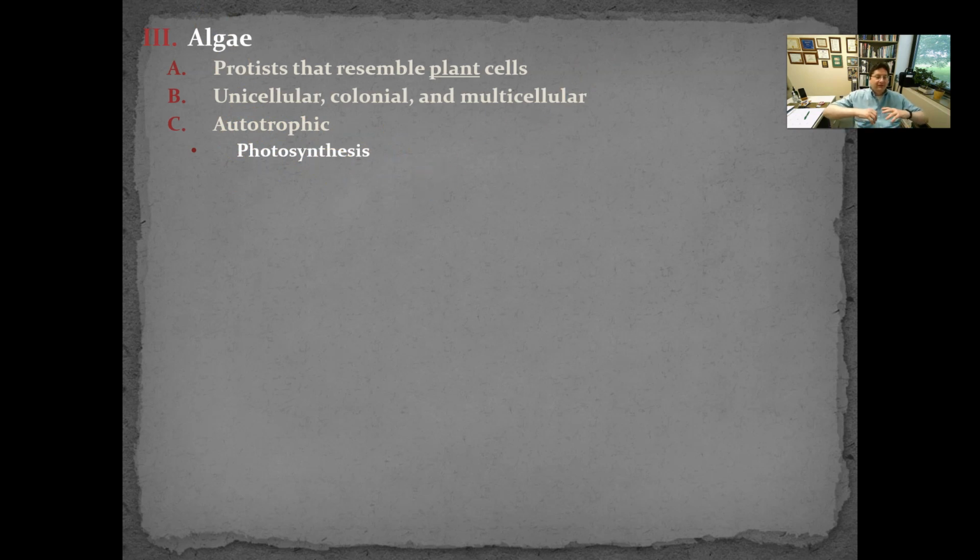Photosynthesis is the process whereby algae, plants, and some bacteria can take light energy from the sun, water from the ground, and carbon dioxide from the air, put that all together through a bunch of reactions, and make food out of it, particularly sugar. So autotrophs can make their own food. Heterotrophs have to eat other things.